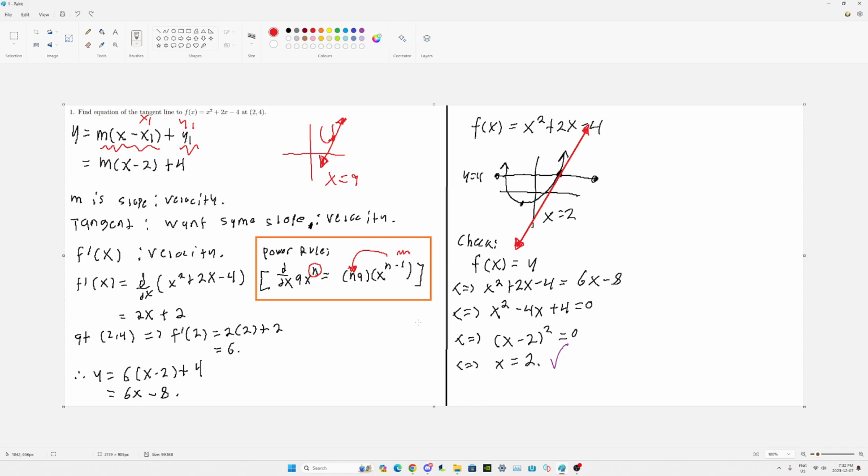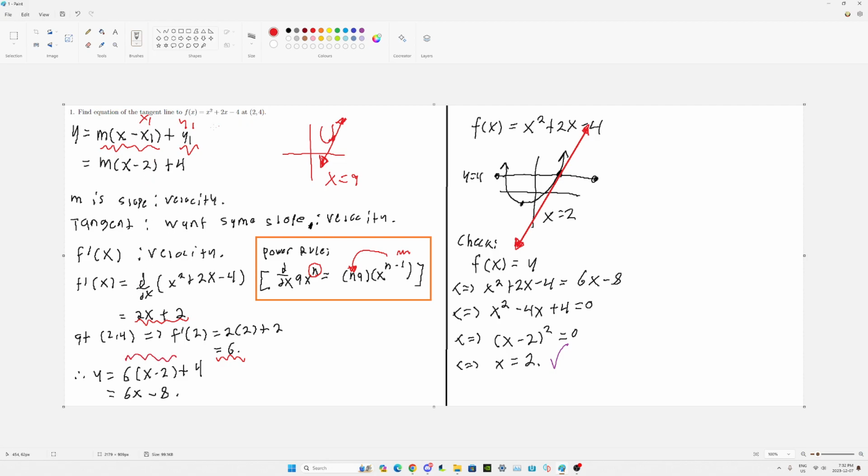Okay, so after doing the power rule, we get this function over here. We specifically wanted it such that it had the same slope at 2, right? So we're going to put that point in. F prime of 2 is equal to 2 times 2 plus 2, which is just 6. So this is the velocity of the function at 2. So we know that the tangent is going to want the same slope, so we're just going to put that into the equation of our tangent line.